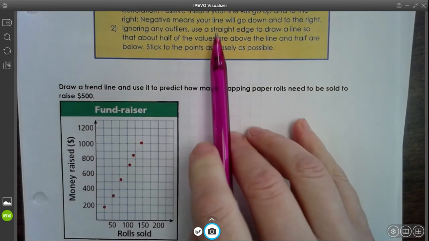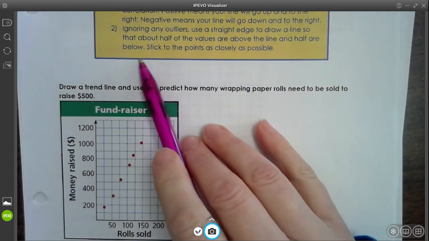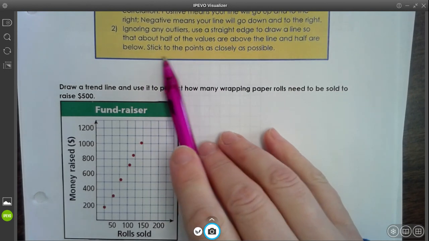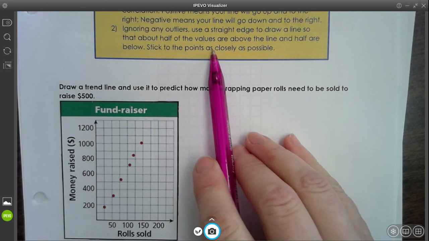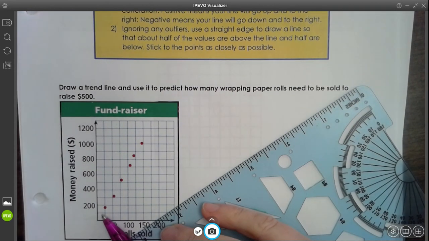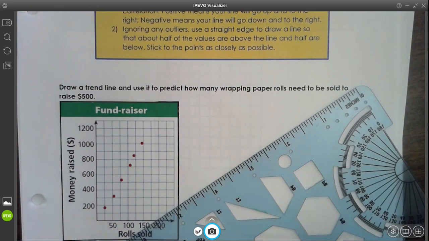Okay, so we're going to use a straight edge to draw a line so that about half of the values are above the line and about half are below. And we're trying to stick to the points as closely as possible. So that's actually what I really want to focus on, because I have seen some kids draw their trend lines so that half are above and half are below, but it doesn't really make sense.